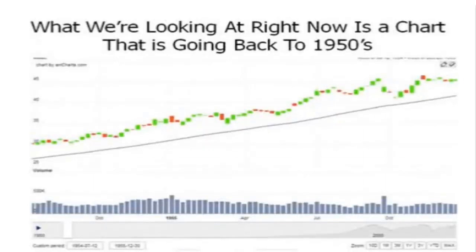And let's have a look at this here. What we're looking at right now is a chart that goes way back to the 1950s.